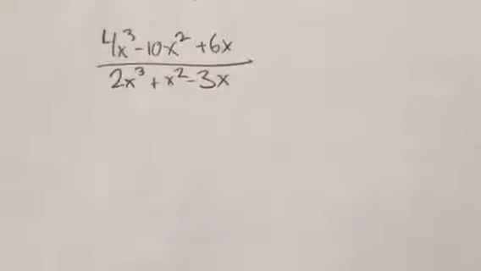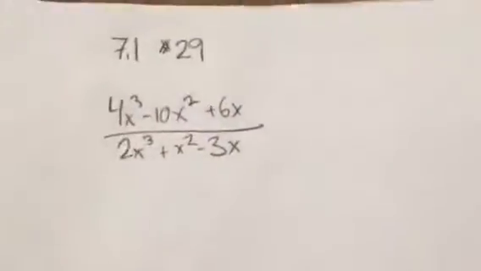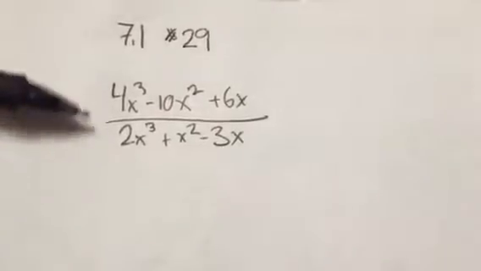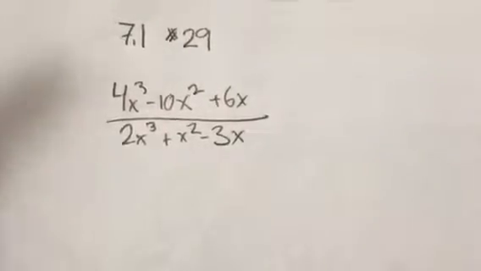This is Math 99. This is from section 7.1. This is problem number 29. And we're just supposed to simplify this. And the question is about how do I go about factoring this?